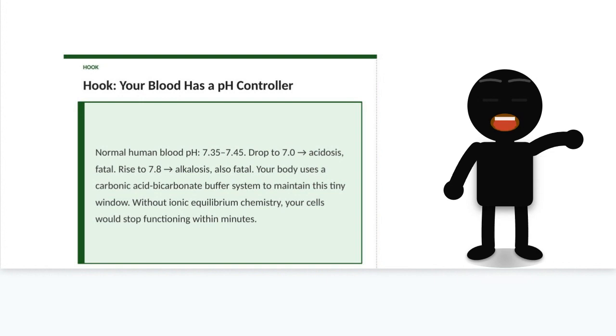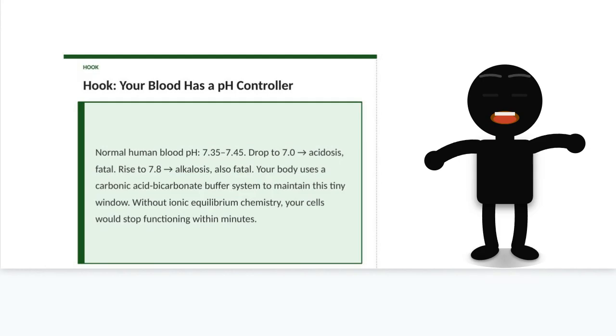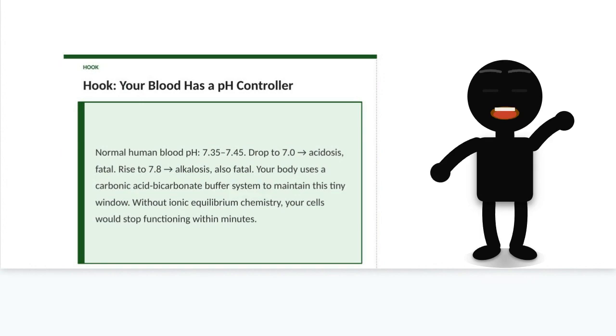When you run and your muscles produce lactic acid, this buffer system neutralizes it. When you are at high altitude and breathe faster, removing carbon dioxide, the buffer compensates. Ionic equilibrium chemistry is literally keeping you alive right now as you study this lesson.